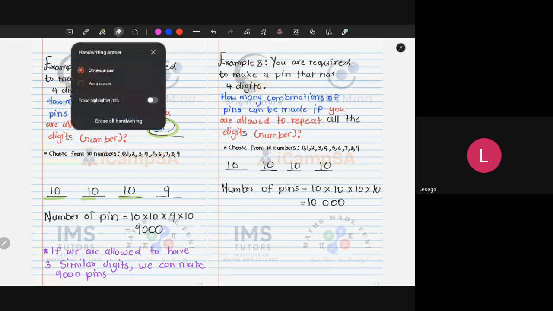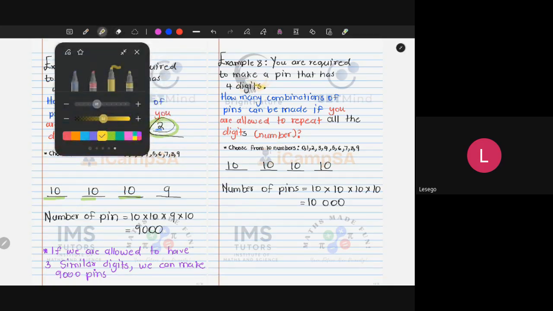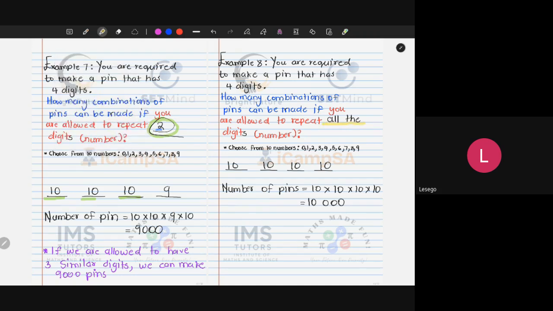And then let's have a look at the last question, guys. We are still required to formulate the PIN, but we are allowed to repeat all digits. So if you think carefully, once they allow you to repeat all digits, you can choose the first number from 10 numbers, the second number from 10, you are not constrained, third number from 10, and the fourth number from 10. So that means we are going to have 10 times 10 times 10 times 10, which means we are going to have 10,000 possible combinations that we can make if we are allowed to repeat all the digits.